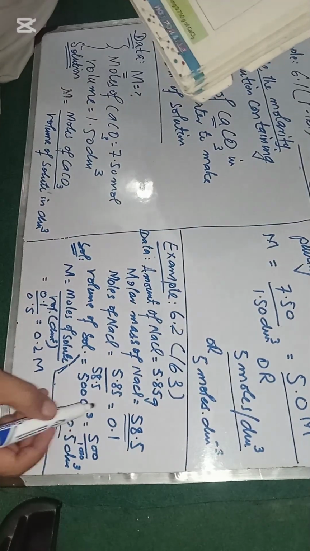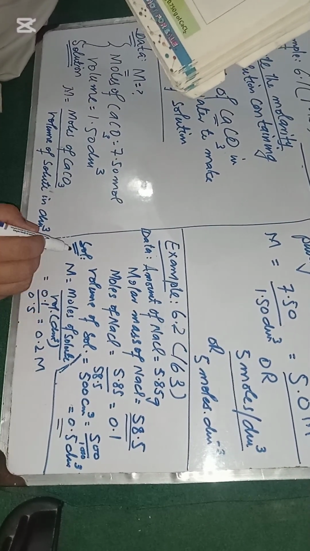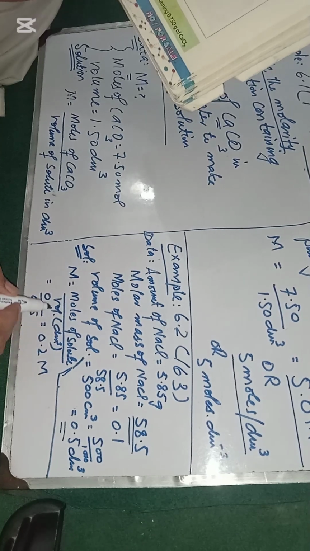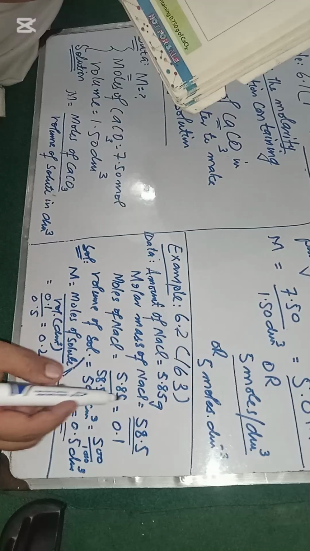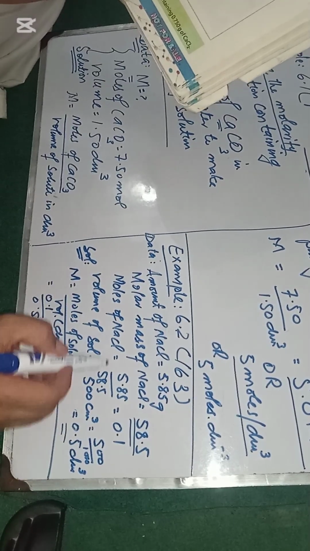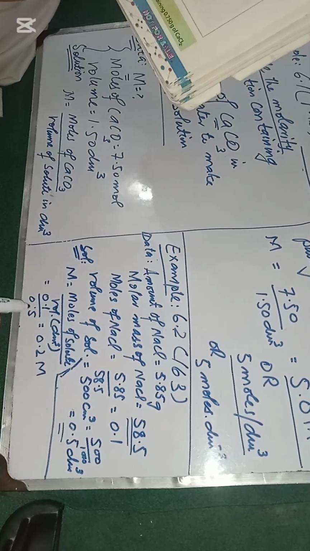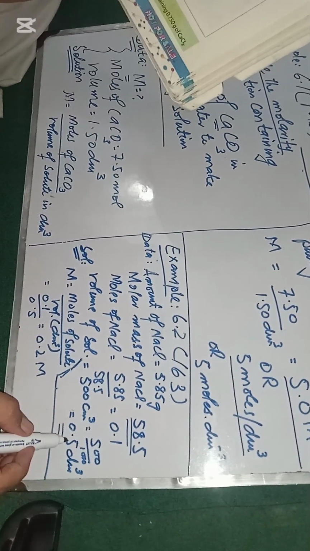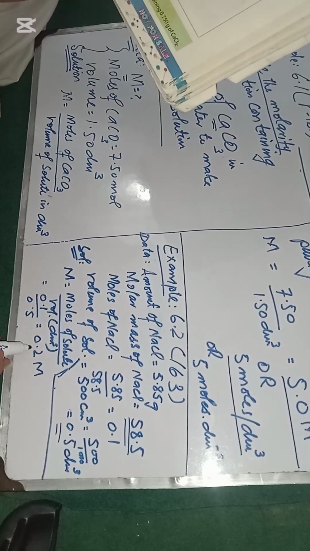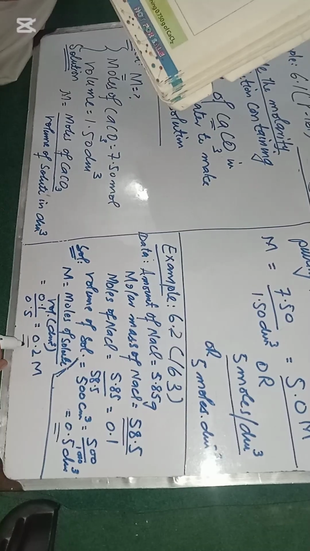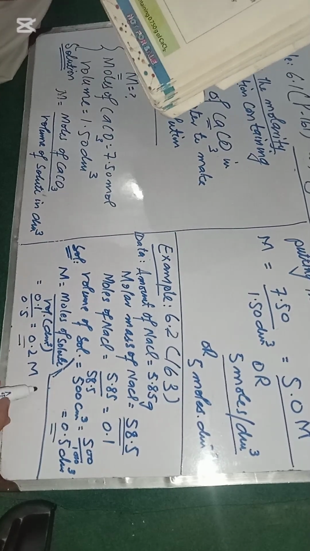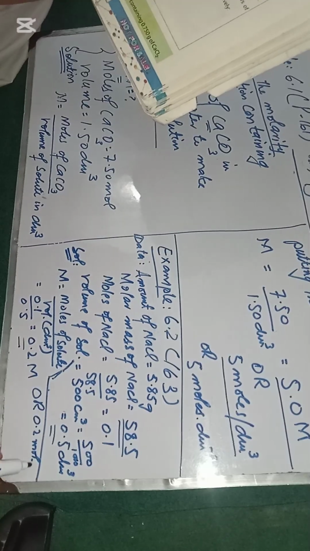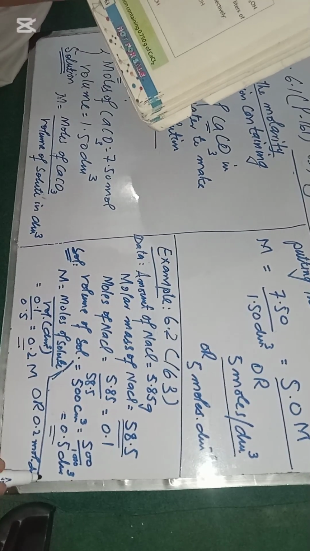Now putting these values in the formula, molarity is equal to moles of solute divided by volume in dm cube. So 0.1 is the number of moles of solute NaCl, divided by 0.5, the volume of solution in dm cube. The answer is 0.2 moles, or you can write it as 0.2 moles per dm cube. Clear?